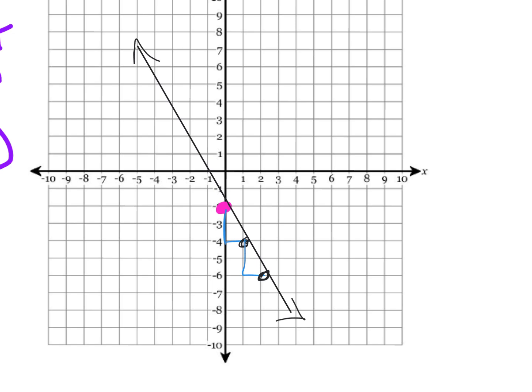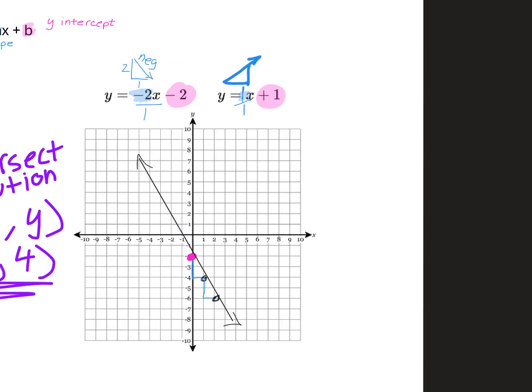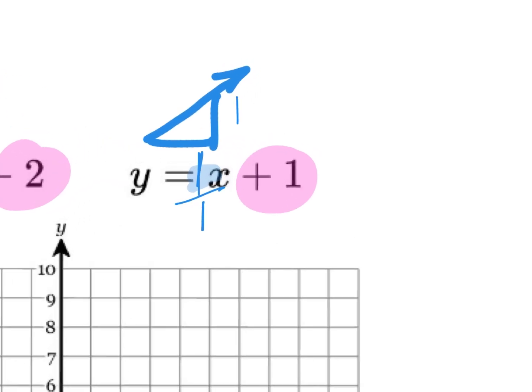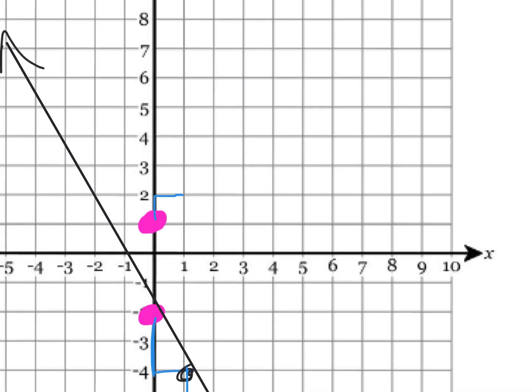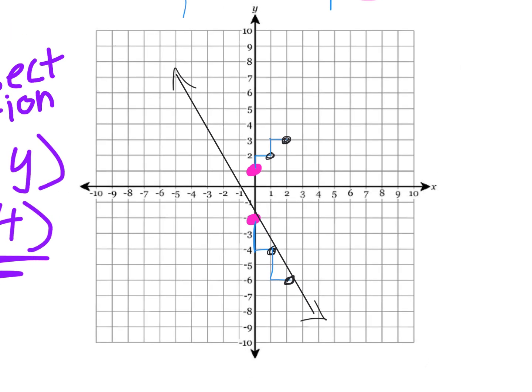And for my second one, my beginning point is +1. And my slope is 1 over 1, and it's going up. So I need to go up 1 and over 1, up 1 and over 1. So when I go to connect, I got a nice straight line.